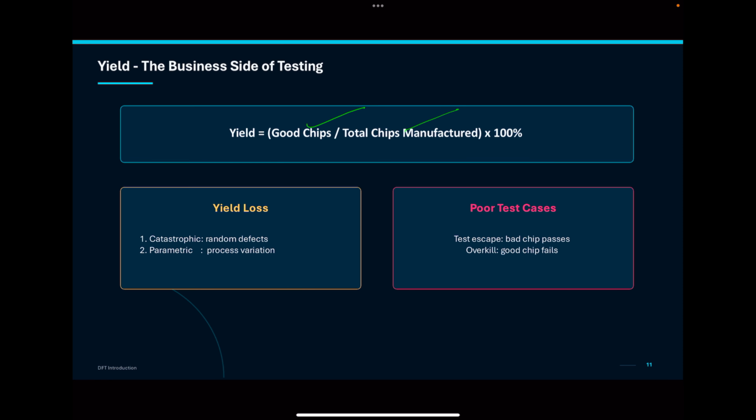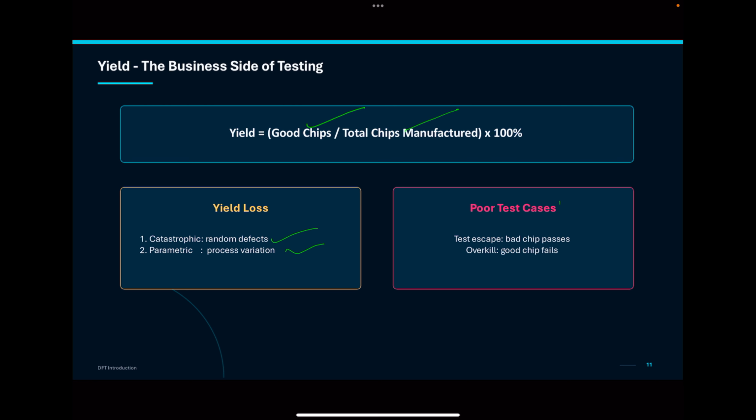So, what causes yield loss? There are two major reasons. One is catastrophic defects. These are random physical defects such as shorts, opens, or manufacturing imperfections that can make a chip completely unusable. The second one is parametric defects. They are manufacturing variations that don't completely break a circuit but cause it to operate outside its specified limits. Like the device would be too slow, consume too much power, or have a wrong voltage threshold. Here the chip works but not well enough. It fails specs, not functionally.